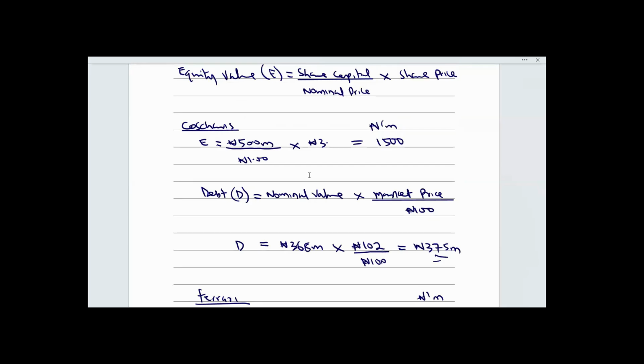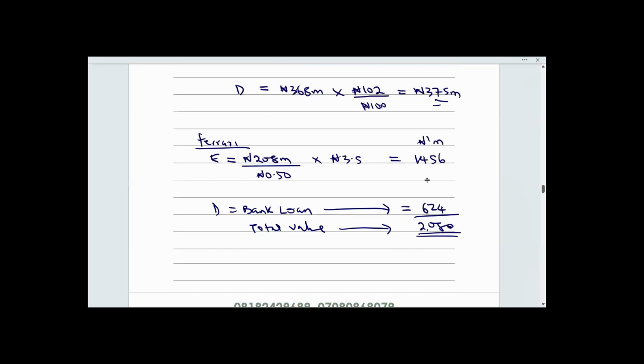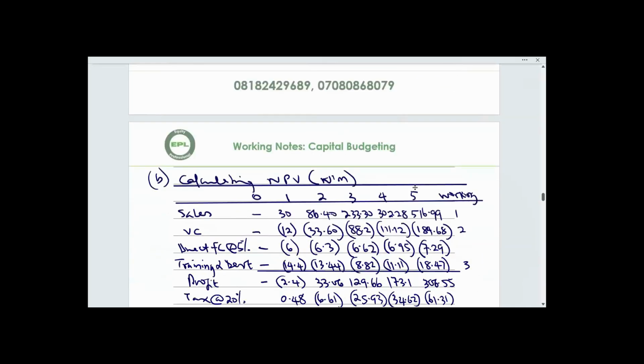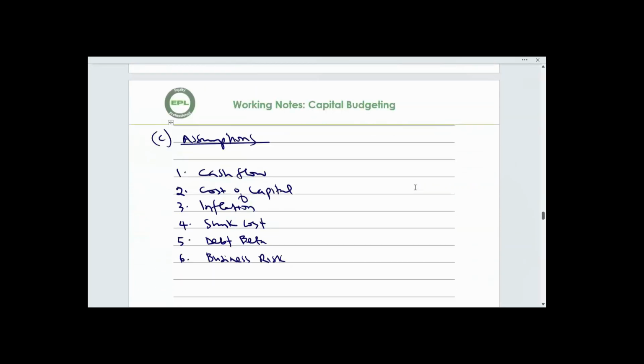Okay, the debt equity proportion of the proxy company of 375 to 1500 as well as 624 to 1454 for both Costaris and Ferrari will not change. So that is our assumption, and that's the end of the question.